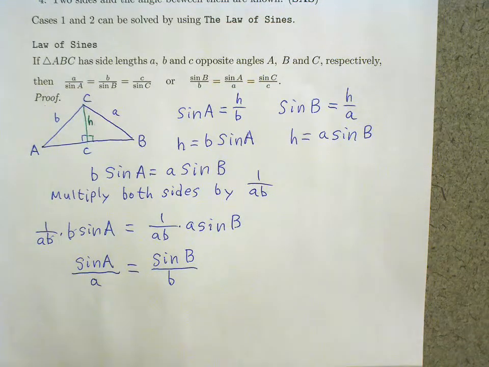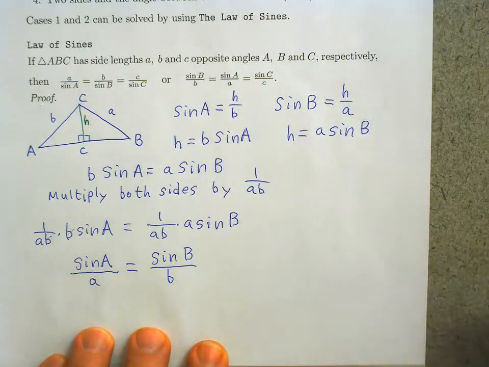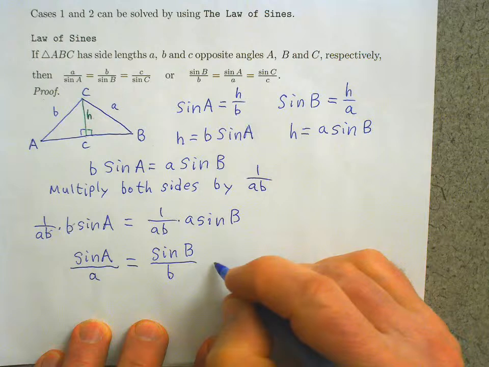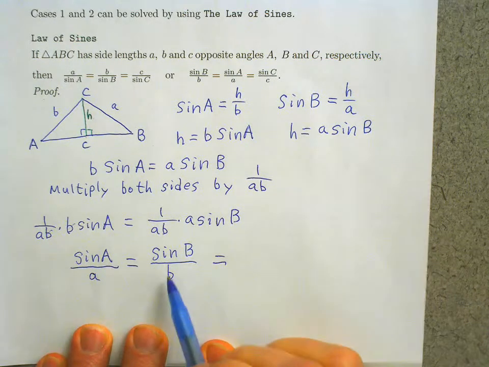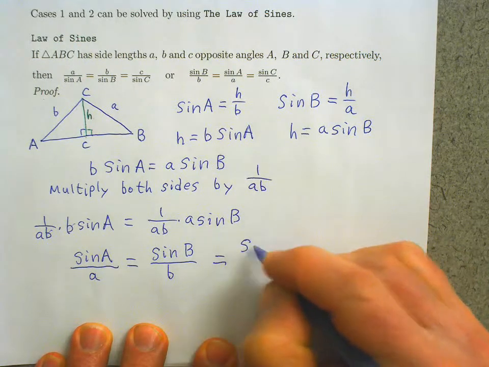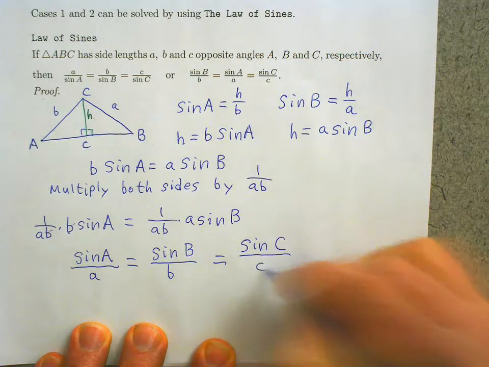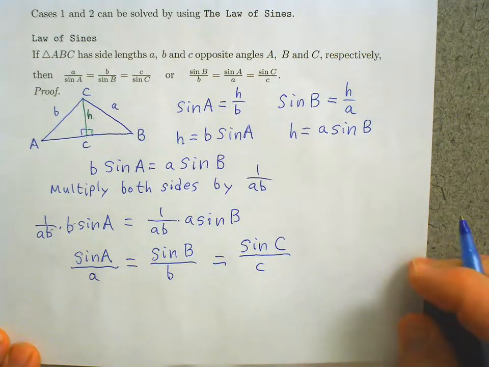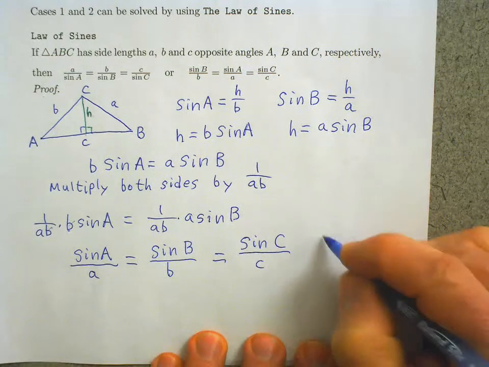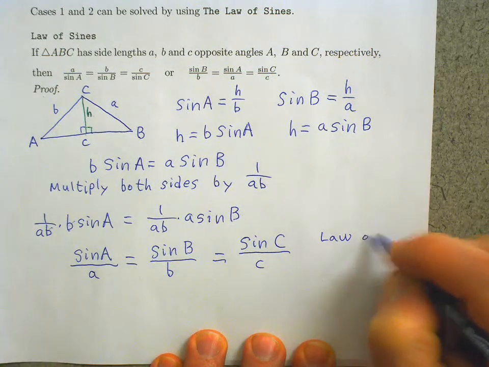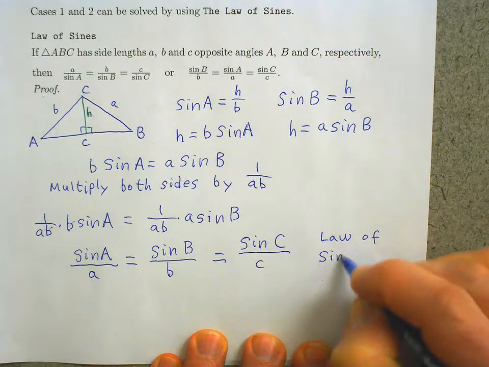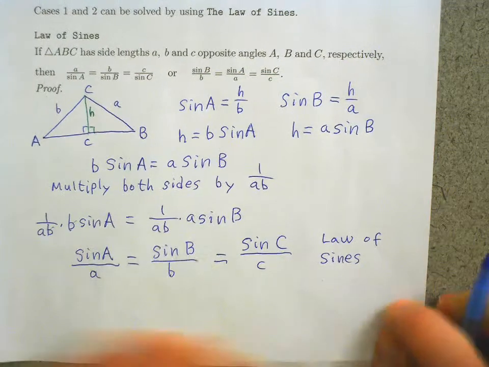Through the same process, we can also show that each of those two ratios is equal to sine of angle C over lowercase c. So this is the law of sines. It's useful to know.